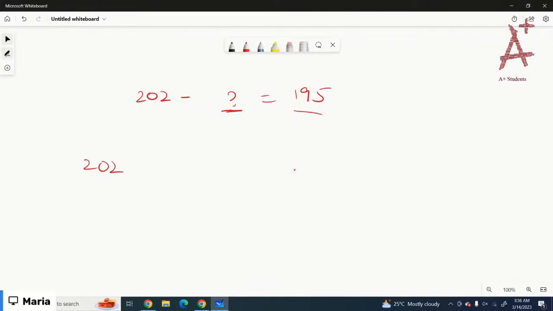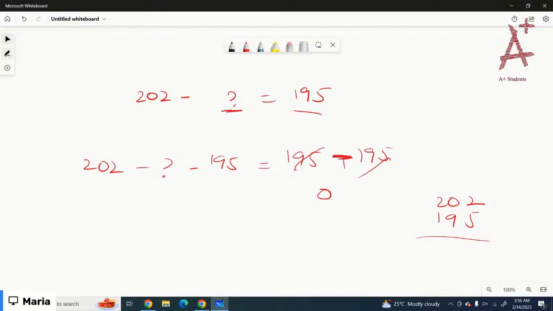Just subtract 195 from both sides. 195 minus 195 makes 0. Just subtract 195 out of 202. You cannot subtract 5 from 2. You need to borrow 1. Here you already have 0, so you can borrow 1 from here. It makes 10 here. When you borrow, you are left with 1, 9 and 12. 12 minus 5 is 7. 9 minus 9 is 0. 1 minus 1 is 0. That means 202 minus 195 makes 7.